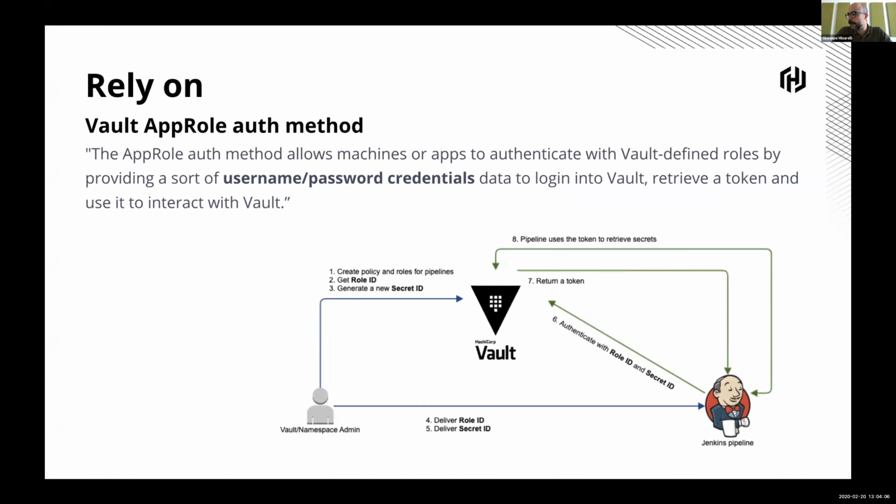method. For those of you that don't know what an AppRole authentication method is, let me just state what the Vault official documentation states. The AppRole authentication method allows machines and or applications to authenticate with Vault with credentials that are kind of username and passwords that in the Vault lingo are named respectively roleID and secretID. Once you have your roleID and secretID, you can use them for logging to Vault, retrieve a token, and interact with Vault with the permissions associated to your token.